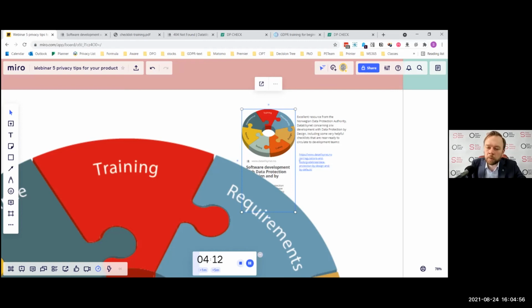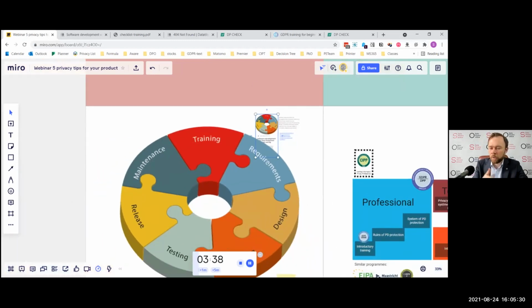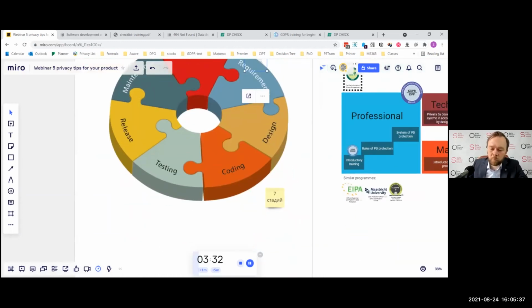The average price rate for a good GDPR consultant is around 250, 300 euros per hour. I don't know any small and medium-sized business that could afford 60 hours of the consultant's involvement during the month. So in that case, I would strongly advise you to train your staff either through a general program like the GDPR Aware program, or use one of the courses available on the market.